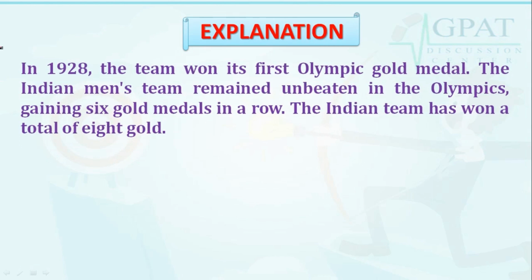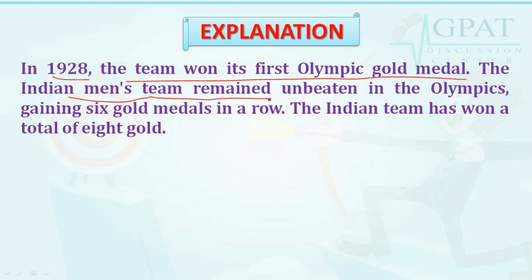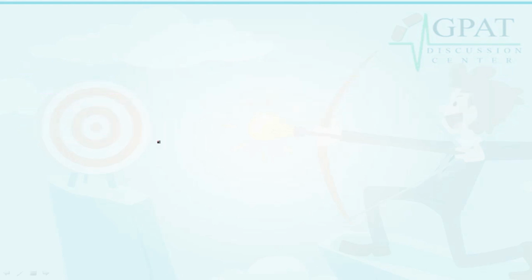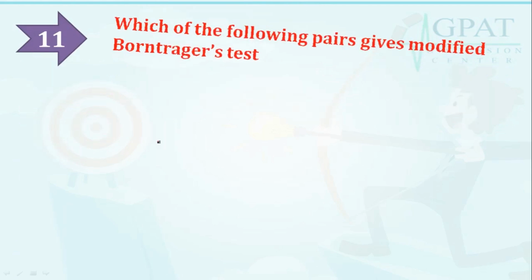In 1928, the India team won its first Olympic gold medal in hockey, and then the Indian men's team remained unbeaten in the Olympics and gained 6 gold medals in a row. The Indian team has won a total of 8 golds till now. Next question, question number 11.